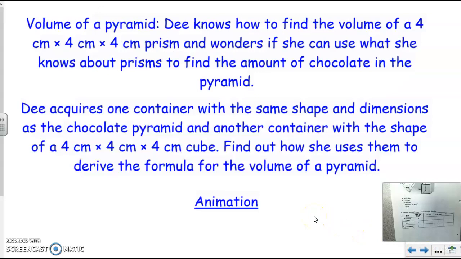So let's talk about the volume of a pyramid. How are we going to calculate the volume of a pyramid? I'm going to go ahead and stop this and start a new video.